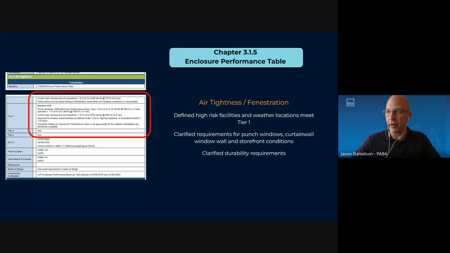And then clarifying the requirements for punch windows, curtain wall, window wall, and storefront locations. Before, it was a little bit ambiguous. We were missing some of that detail. We hit punch windows, but there wasn't as much. There are slightly different requirements for each of the other conditions, so this starts to spell that out a little more. And then clarifying durability requirements.